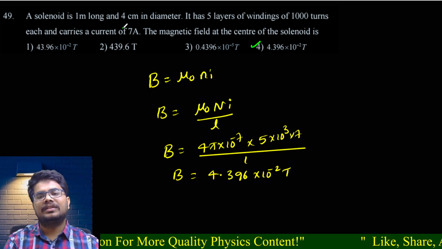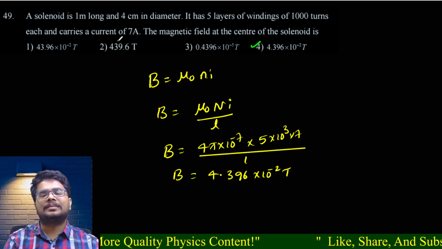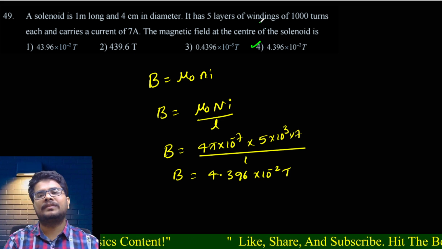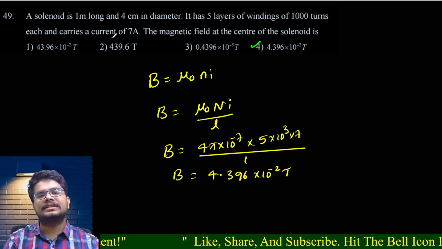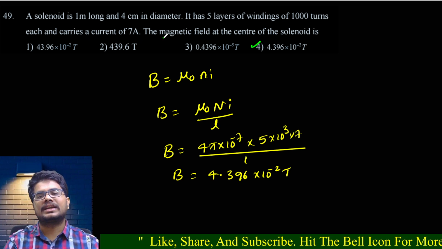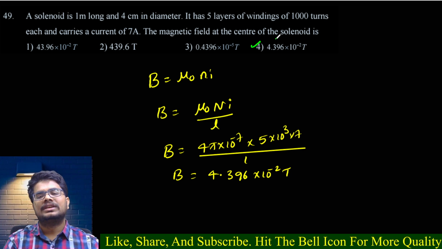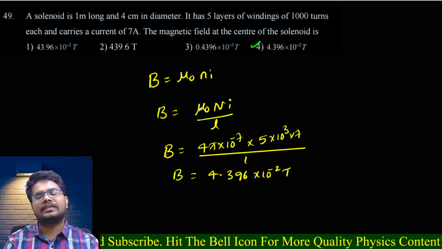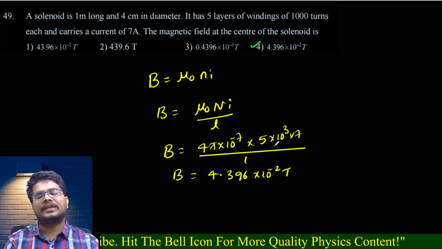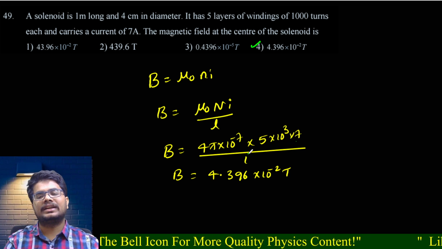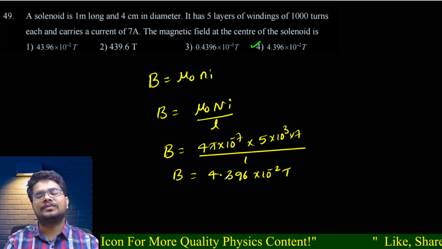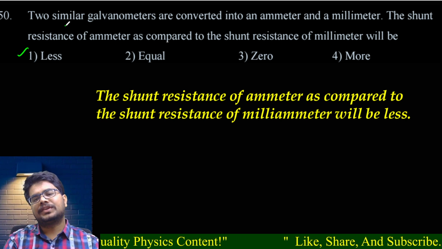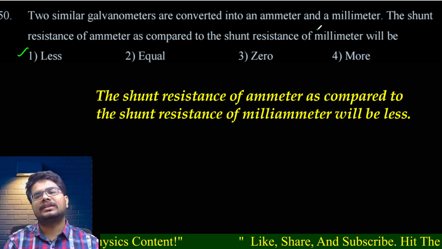1 meter long L value. 4 centimeter diameter, the diameter does not matter in this question. It has 5 layers of windings, 1000 turns. Means total turns, how much? 5 into 1000. Each carries a current of 7 amperes. The magnetic field at the center of the solenoid is B equals mu naught N i by L. I can write 4 pi into 10 raised to minus 7 as mu naught value, and N value 5 into 10 power 3, because 5 into 1000, into current divided by 1. If you calculate this, we will get 4.396 into 10 power minus 2 Tesla. Option D matches.